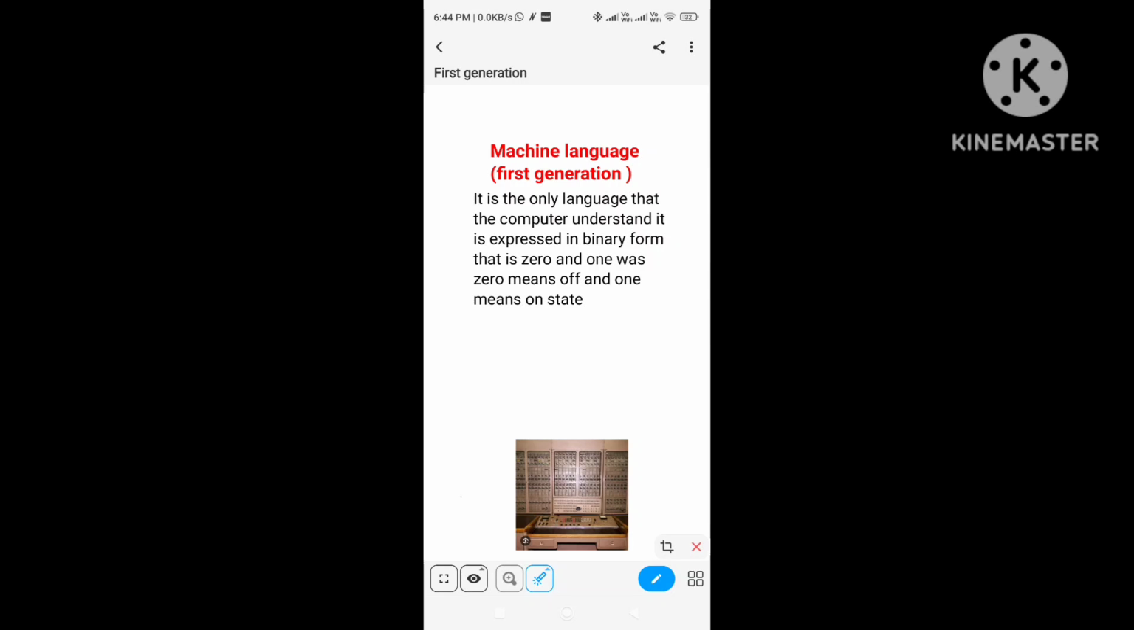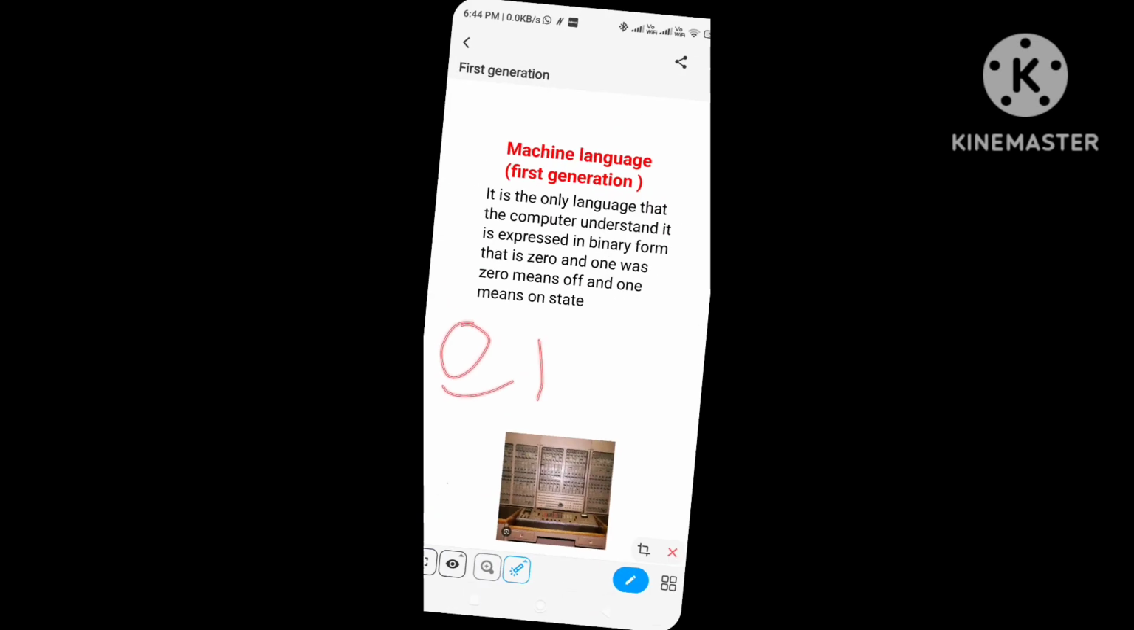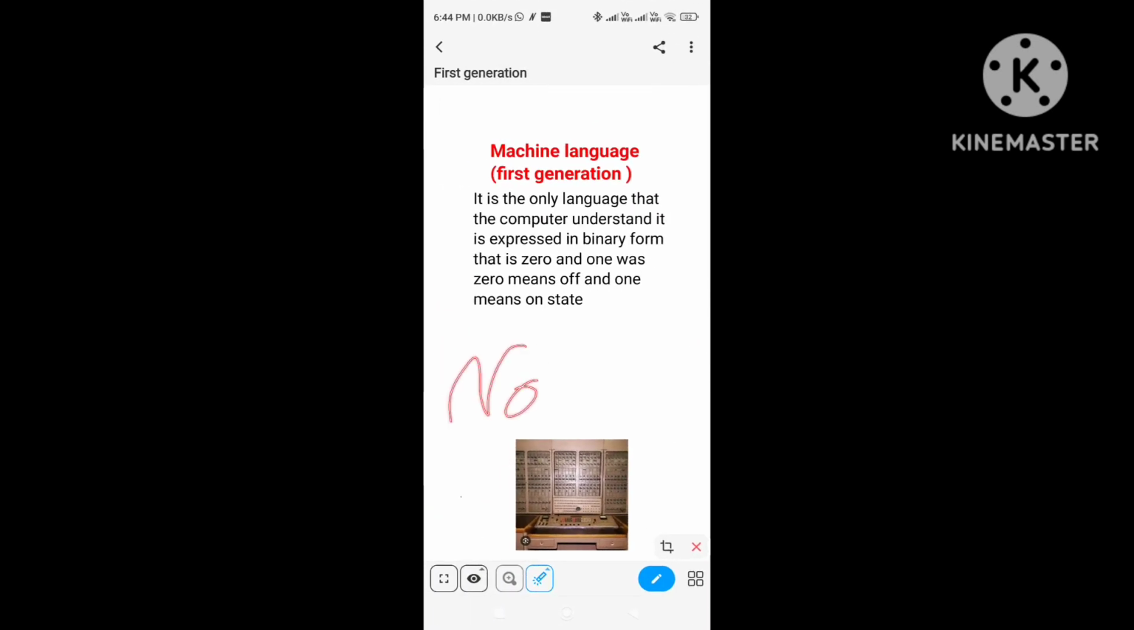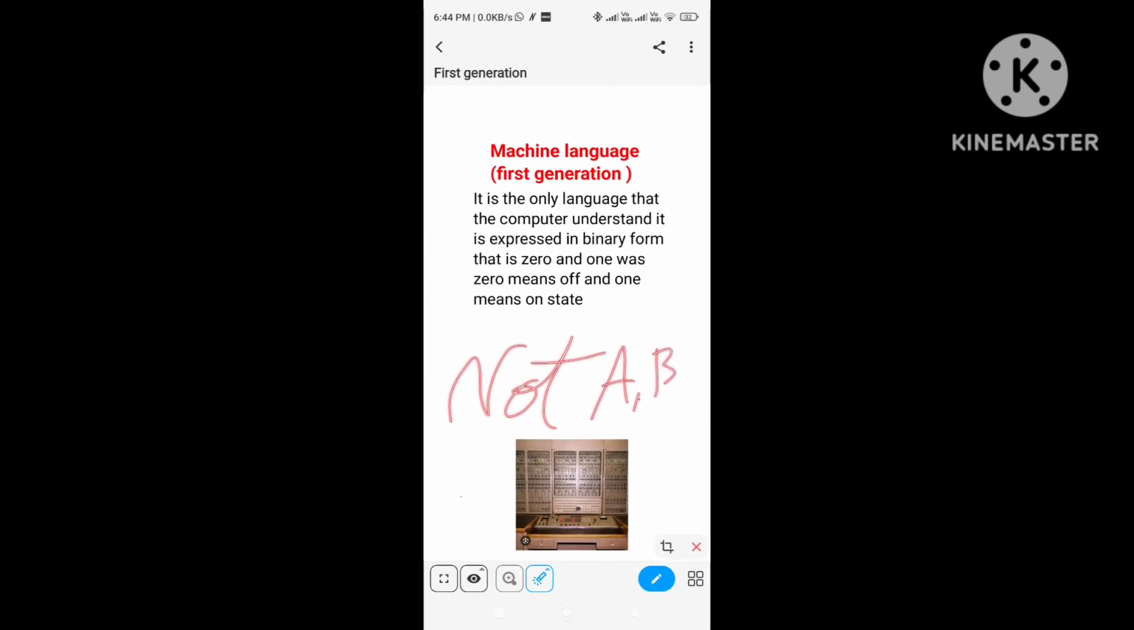It is expressed in binary form. Binary form means 0 and 1, which means the language consists only of 0 and 1, not A, B, and many more. We do not study them in detail. Just a little knowledge is required: 0 means off state and 1 means on state.